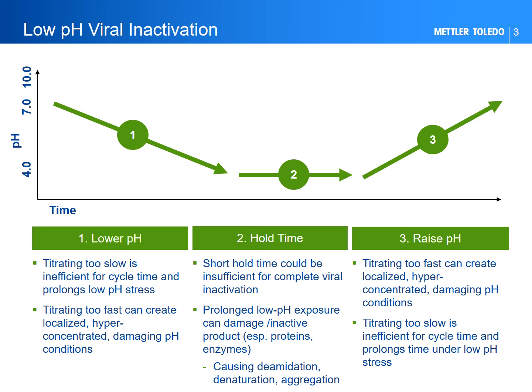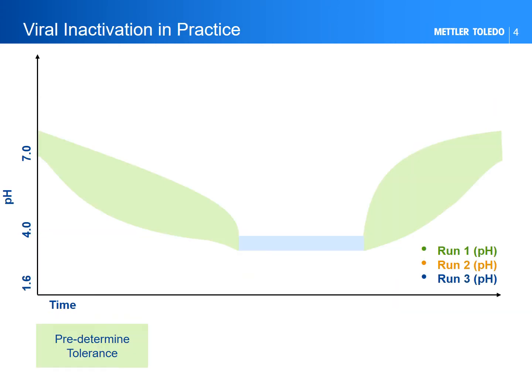Additionally, short hold times could provide insufficient time for complete viral inactivation. However, prolonged low pH exposure could potentially damage or inactivate product, especially proteins and other enzymes. This may cause conditions such as deamidation, denaturation, aggregation, or other quality attribute changes. See now the zones of operation or tolerance zones indicated by green bubble.